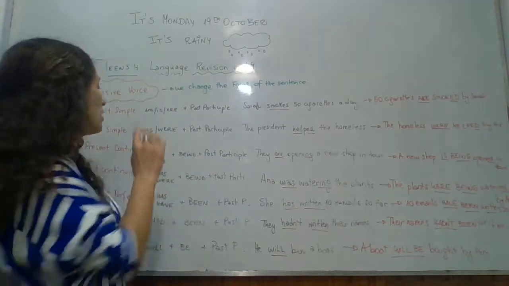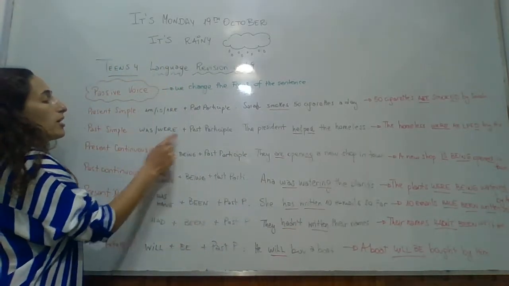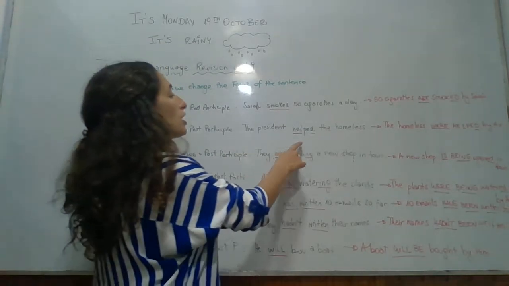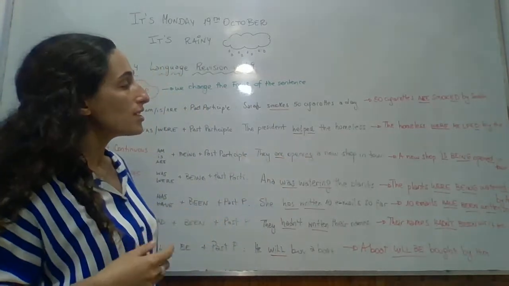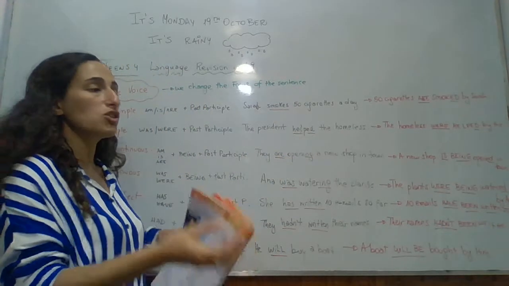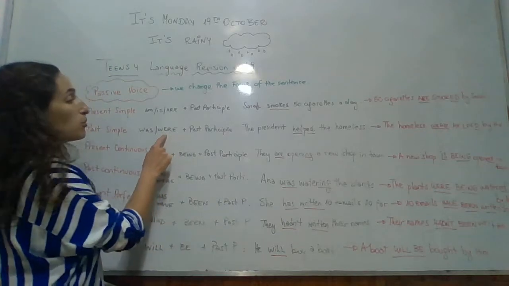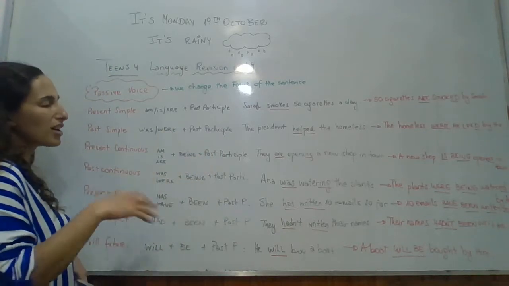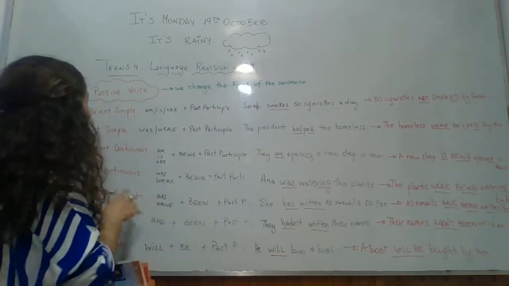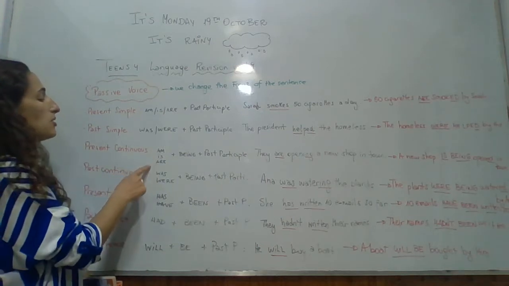Yes? Past simple passive, was or were, and the past participle. The president helped the homeless. The homeless were helped by the president. We change the focus, the verb to be, were, because the homeless can be, in fact, it can be plural or singular. Present continuous. Am, is, are, being.